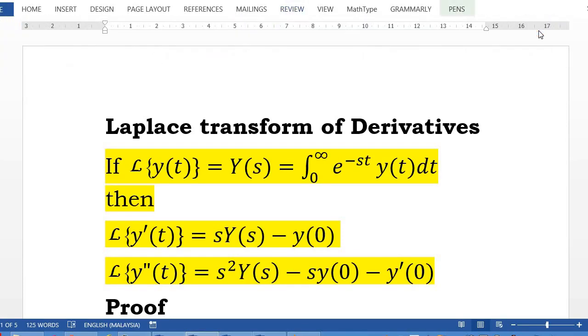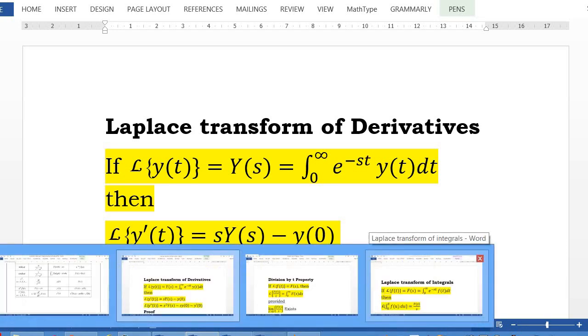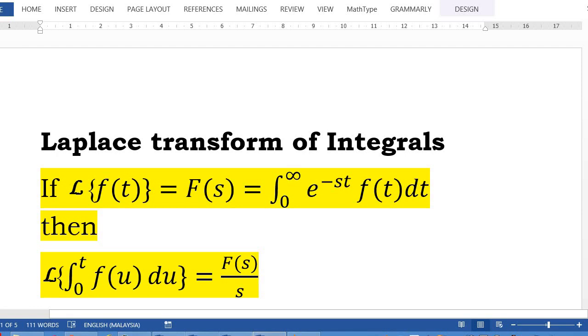In the last lecture, you have seen the Laplace transform of derivatives. The Laplace transform for the first derivative is sY(s) minus y(0). The Laplace transform for the second derivative is s squared Y(s) minus s y(0) minus y prime(0). And now, we are going to learn the Laplace transform of integrals.